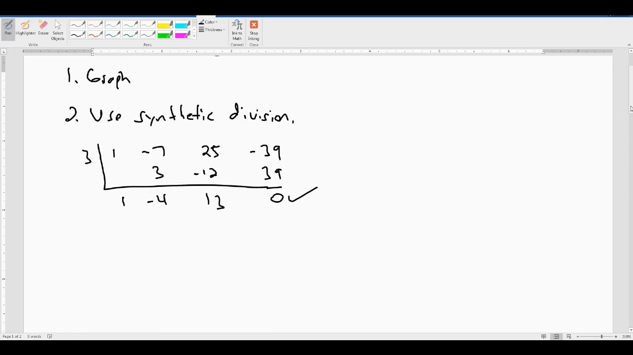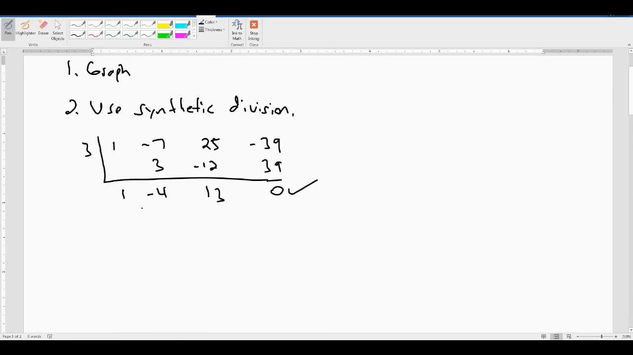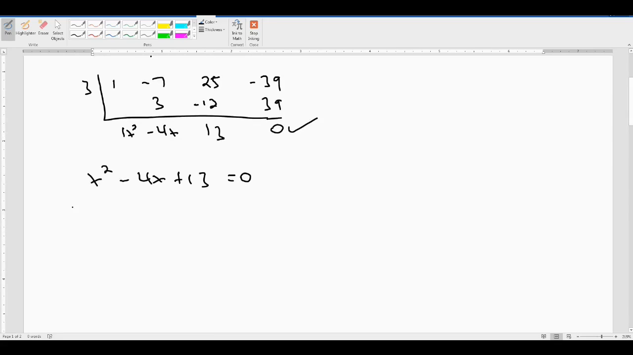Now, since this began with x cubed, that means that our answer, when we use synthetic division, must start with x squared. And the next one is an x, and then that's our constant. So we now have x squared minus 4x plus 13. That's a factor. And we set factors equal to 0, and it won't factor. If it did factor, we could have found everything with the calculator. We won't have to do any of this work. What that means is I'm going to have to use the quadratic formula to solve.